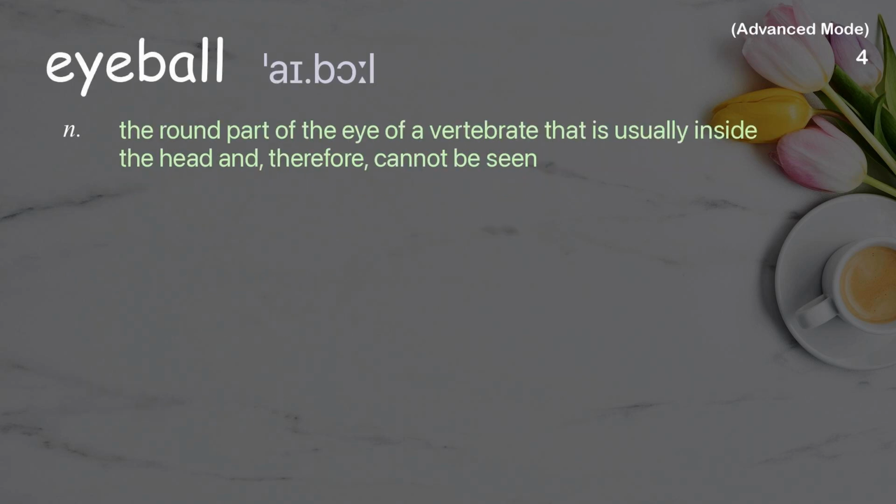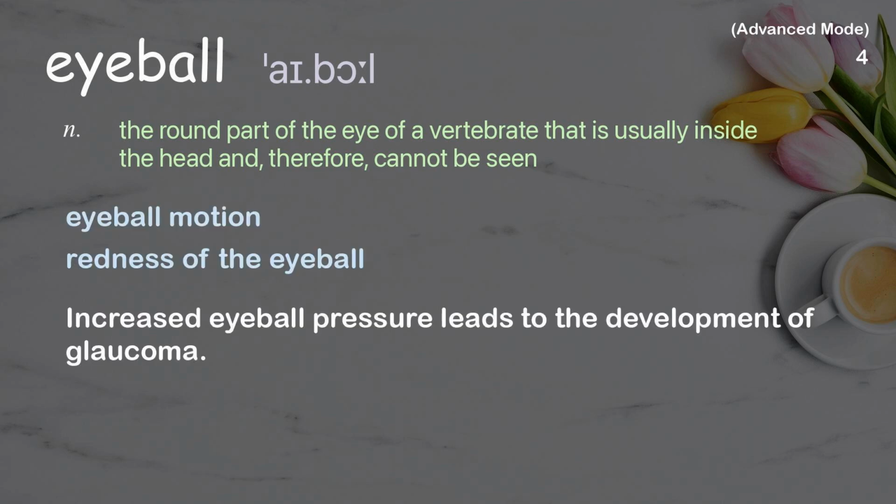Eyeball. The round part of the eye of a vertebrate that is usually inside the head and, therefore, cannot be seen. Examples: Eyeball motion. Redness of the eyeball. Increased eyeball pressure leads to the development of glaucoma.